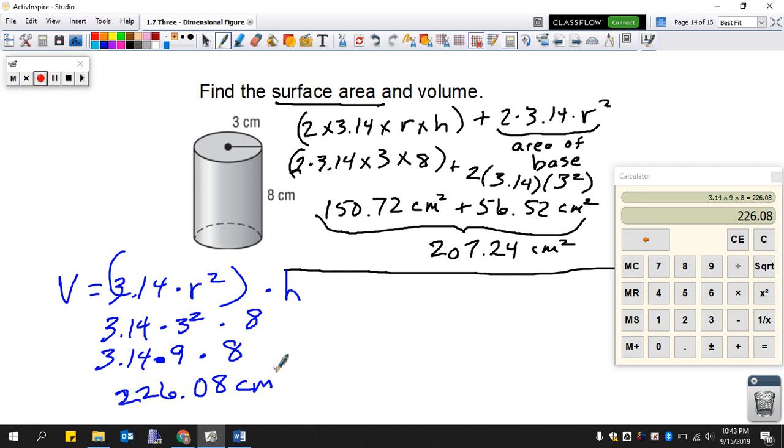cubic centimeters. Volume is always expressed in cubic centimeters. And we get that because here we have radius squared, so that's radius times height. So that's centimeters times centimeters times centimeters, which is centimeters to the third.